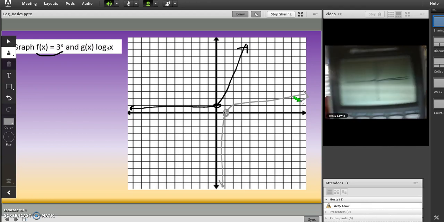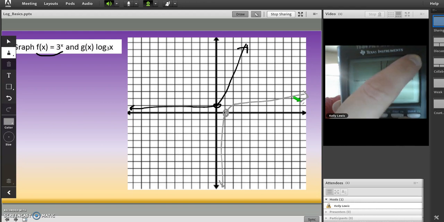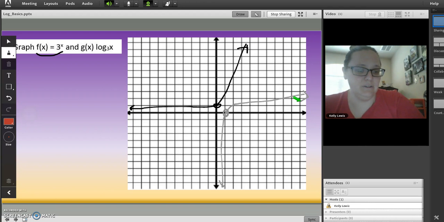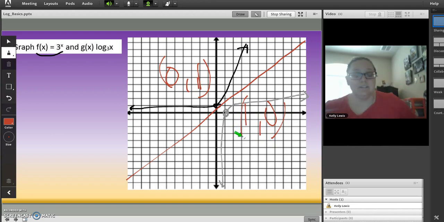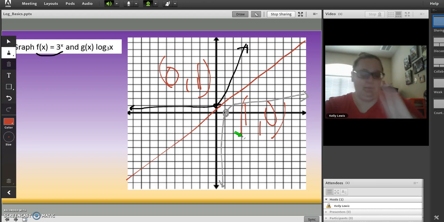And notice, if I folded on this diagonal line right here, let me show you on the screen. If I folded right here, and these were perfect, then these two would overlap each other. So the exponential function is at 0, 1. The log function is at 1, 0. Unlike all the other functions that we studied, these guys start at different starting points.